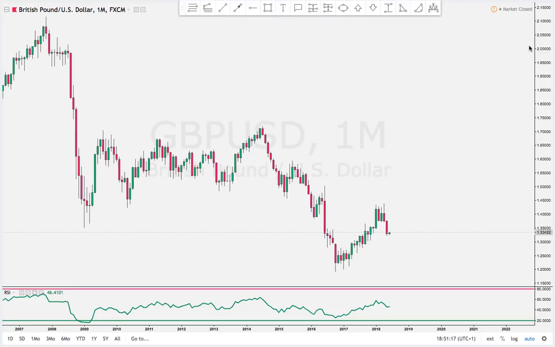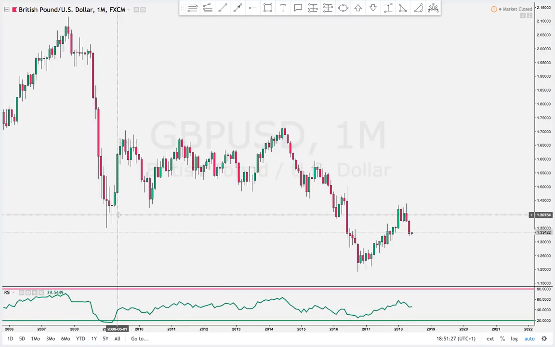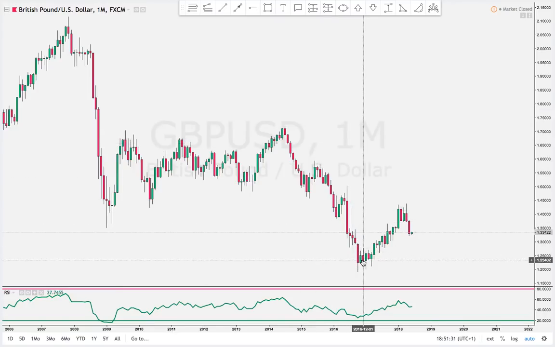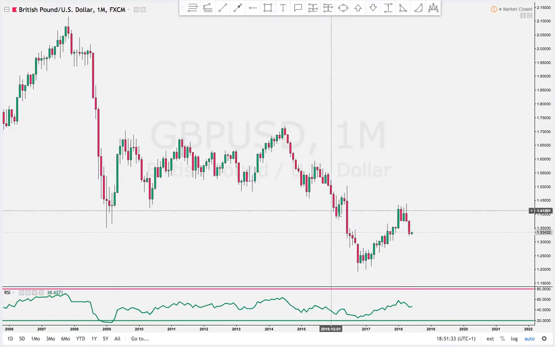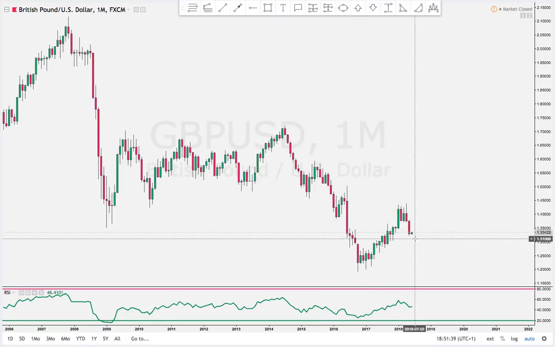Alright, first of all, cable, pound dollar. On the monthly time frame we can spot that price is now trending in a clear downtrend. Price was making a lower low and a lower high, and is currently making a lower low, and we made a pullback to the previous structure. From testing the previous structure, the price is now falling down.